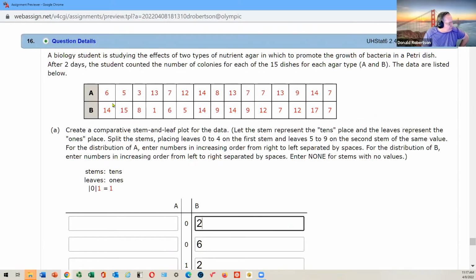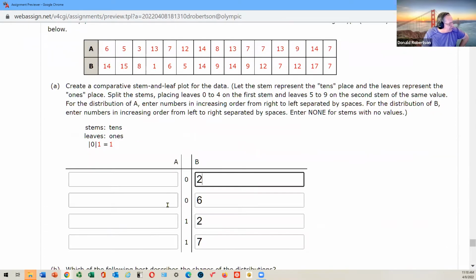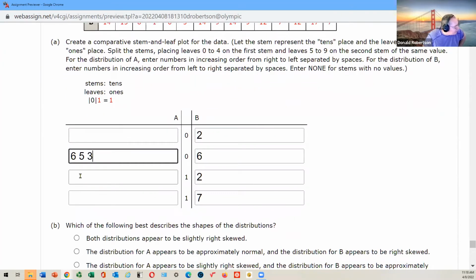So let's do A. A is on the left-hand side. That first number is a 6. It belongs here. And the next number is a 5, which also belongs there. And the next number is a 3, which also belongs there. And then we have a 13. Does a 13 belong in the top box or the bottom box? Where does 13 go?